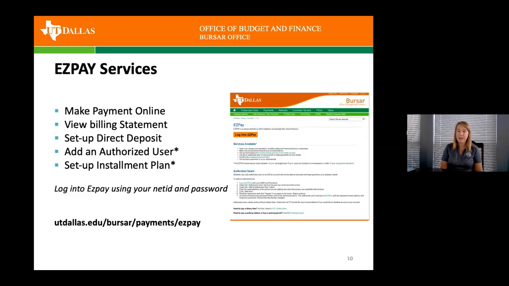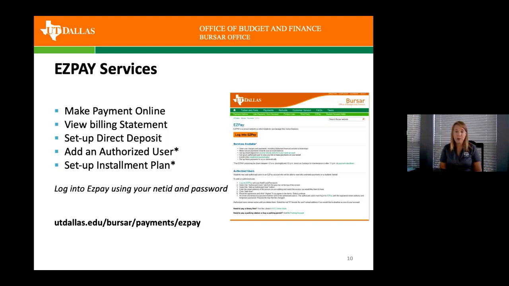So I did mention Easy Pay. Again, you're going to hear that a lot. Easy Pay services, some of the things that you can do, you can make payments online through Easy Pay. You can actually view your billing statement. I know I mentioned that you can get your billing statement in your student service center. You can also view your billing statement in Easy Pay. It's going to look a little bit different than the one in Orion. So if you need to print one out for someone for a loan, you're going to want to use the one that's in Orion. But you can see all of the charges in Easy Pay.